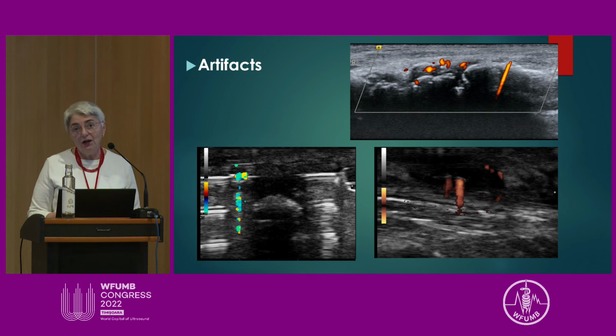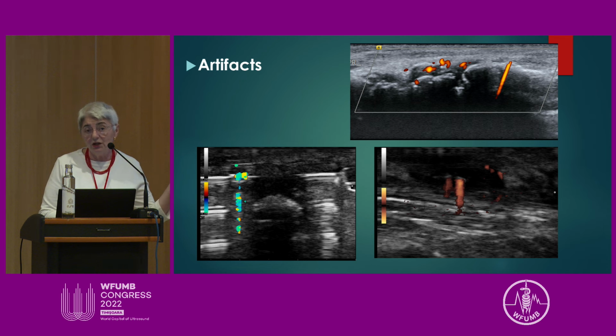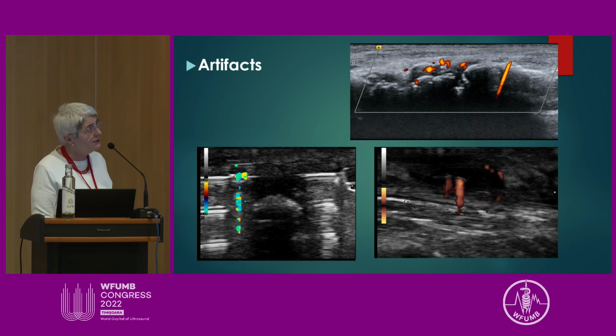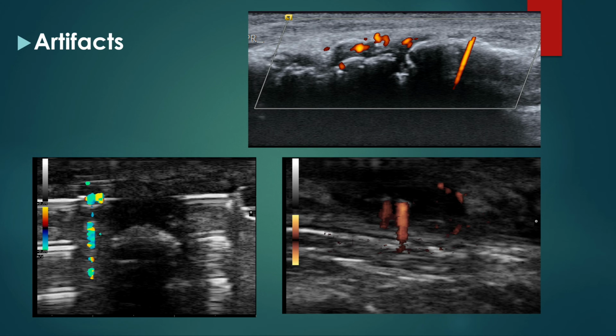Don't forget about artifacts. There are some special artifacts. For example, these twinkling artifacts related to orthopedic devices. We have in musculoskeletal ultrasonography a lot of orthopedic devices, or this twinkling artifact in power Doppler related to the thread. It was a post-operative patient. Don't interpret this image like an abscess.